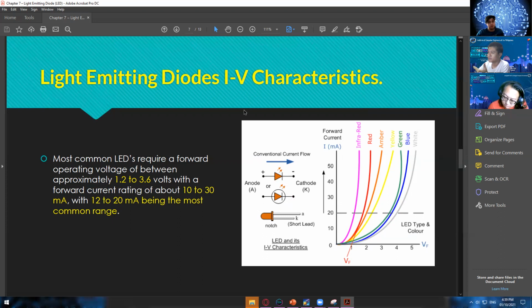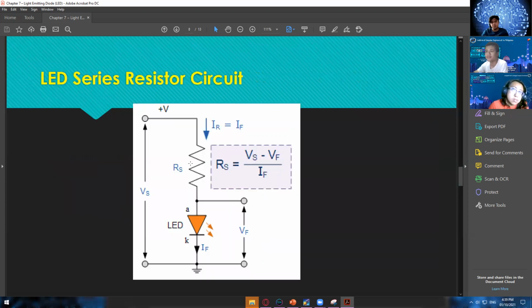Alright, so ito lang yung basic configuration. So we have the anode, positive, negative, cathode. So alam na alam nyo na to. Okay, so dapat dito yung flow of current natin from positive to negative in order for us to have a forward bias connection. Okay, and then here is the LED series resistor circuit.